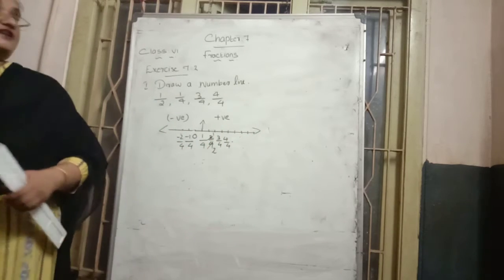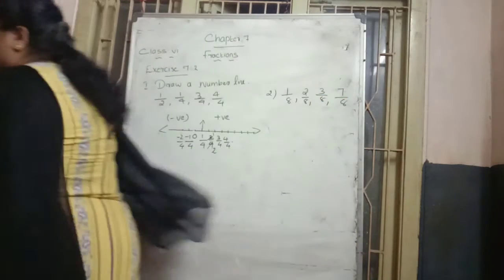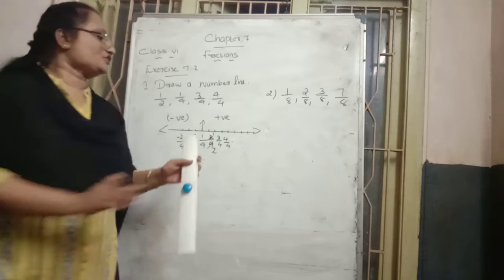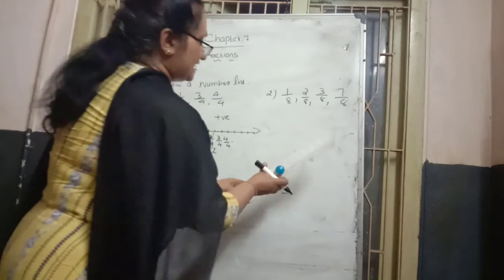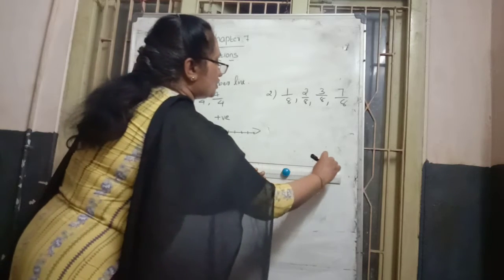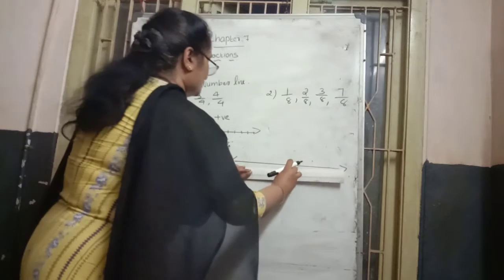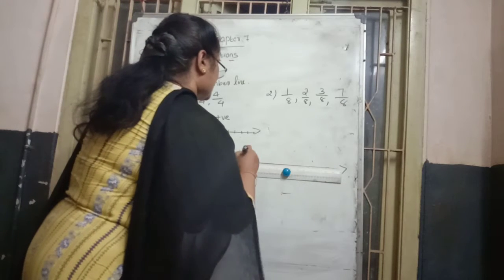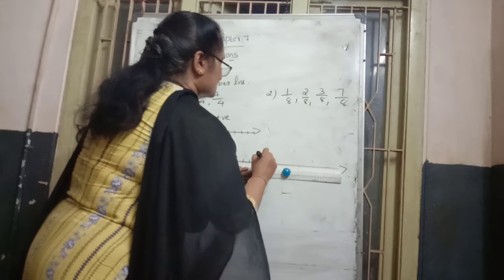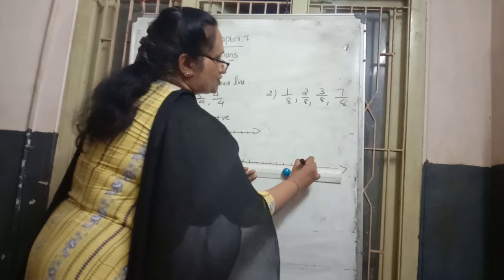One more question, the second question. Mark 1 by 8, 2 by 8, 3 by 8, 7 by 8 on the number line. How to draw? Same way. Draw the number line using a scale. Draw a somewhat long line, keep arrow marks on both sides, then using the scale take 1 centimeter widths, like this way.